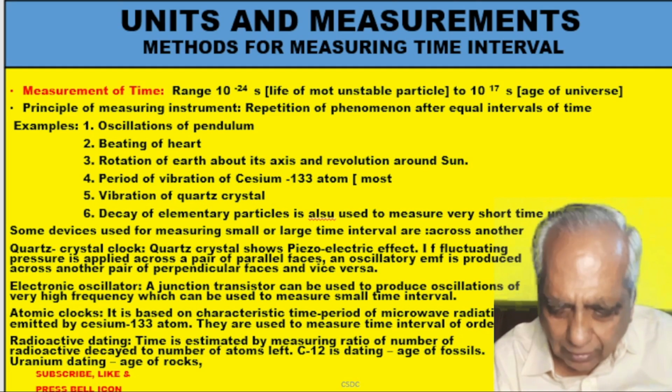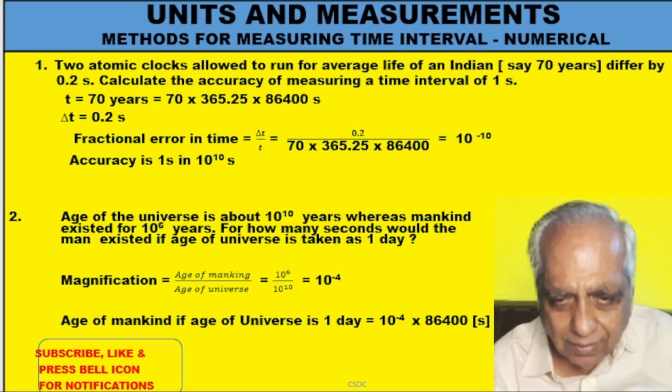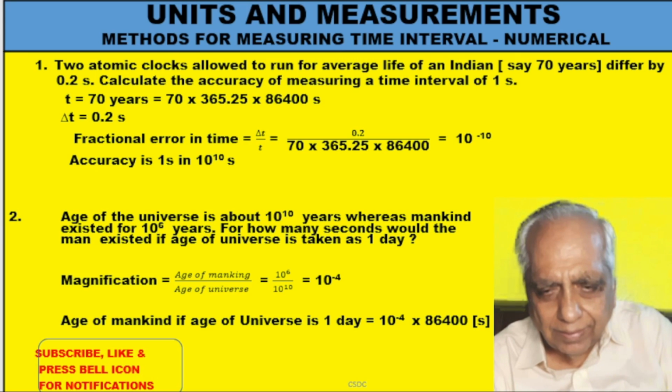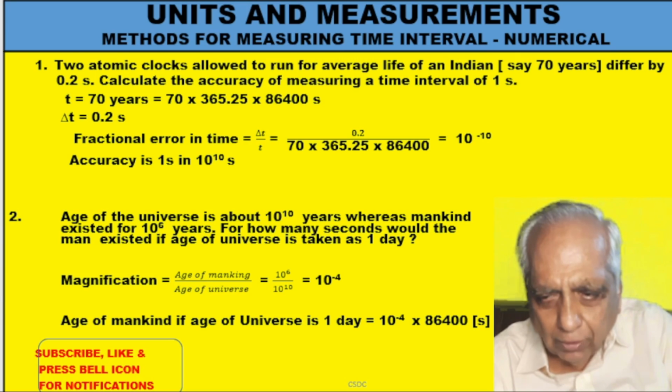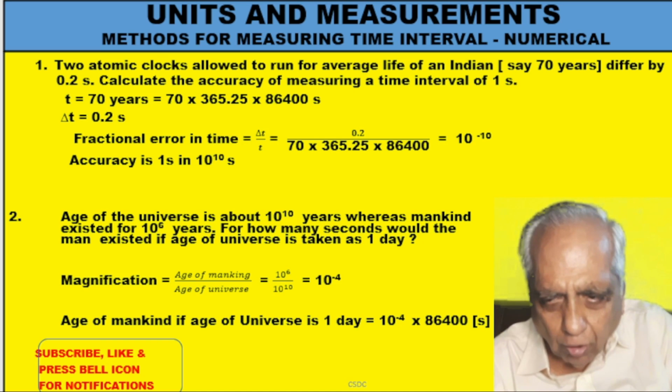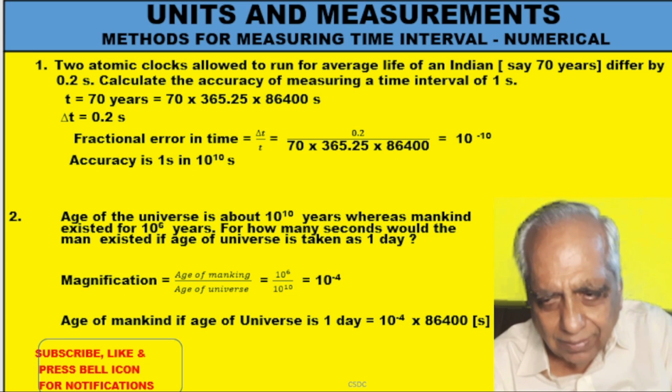Now let us try to do some simple numericals on this. The first numerical says two atomic clocks are running for the life of an Indian. He has taken 70 years as the average life. After 70 years we find that the time difference between the two clocks is 0.2 seconds. Initially we started from the same time, now the difference in time has come.